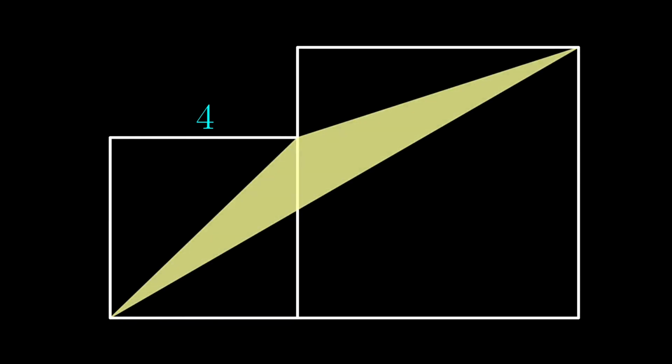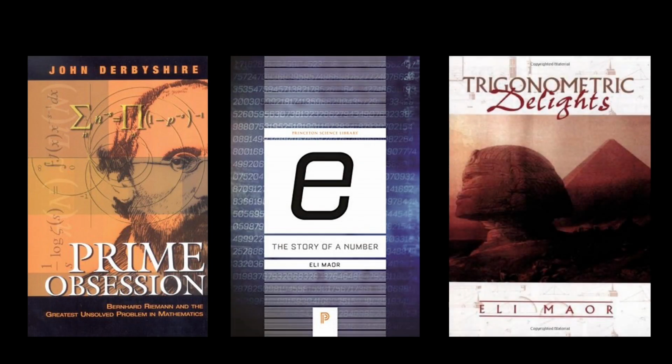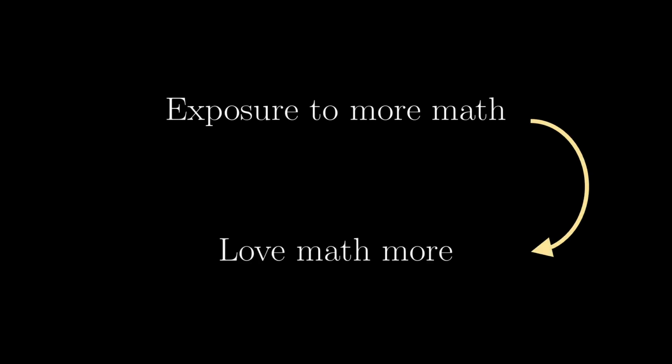If you have a square of side length 4 and another square of unknown side length, then what is the area of this shaded triangle? Back then, I discovered a very slick way to do this, detailed in this video, and that made me really love math. And since then, I borrowed books like Prime Obsession by John Derbyshire, which talks about the Riemann hypothesis, and 2 recreational math books by Ellie Maurer. Then it became a positive feedback cycle. By exposing myself to more math, I fell deeper in love with math, and this makes me seek more math.